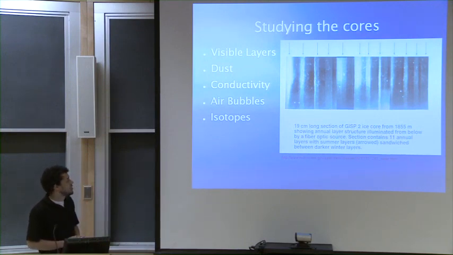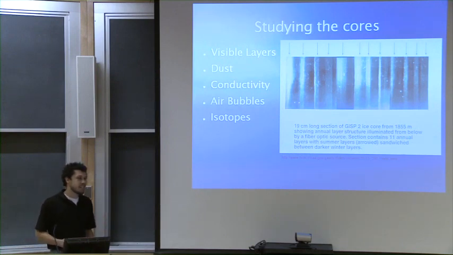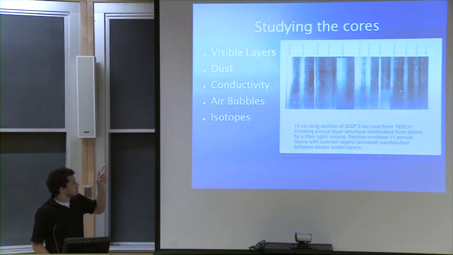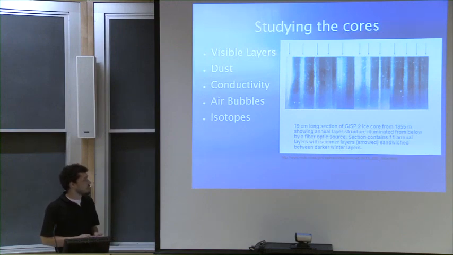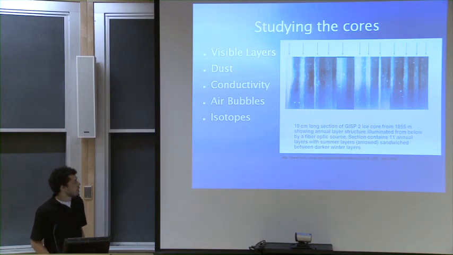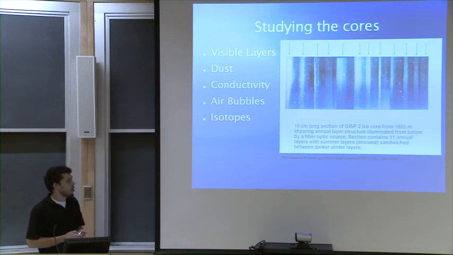Also from ice, besides just the visible layers that you see, dust can be deposited. In fact, dust from volcanic events is very important when it comes to matching up separate cores, since that dust can be deposited worldwide. Also, conductivity is a good measurement that can tell you the acidity in ice, which can also tell you when these volcanic events occurred. And of course, the air bubbles I mentioned earlier also give us a record of what the atmosphere was like in the past. We can learn about carbon dioxide. We can learn about the temperature from that by studying isotopes that are in these air bubbles and the ice.